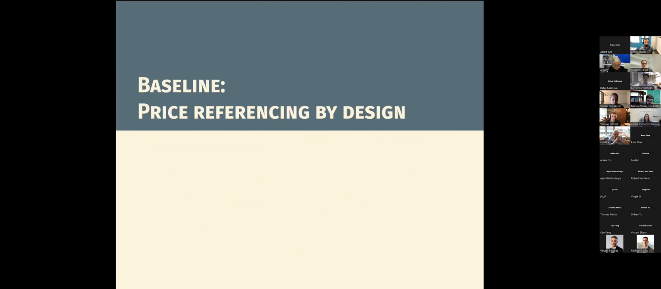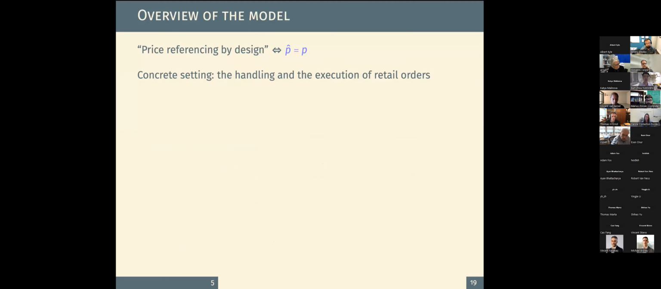Okay, so baseline. We call it the price referencing by design because we're going to fix the exogenous price referencing rule. We're going to have the exogenous P hat equal to P. Okay, and the concrete setting we have in mind is the handling of the retail orders, as I motivated at the beginning. So sketch of the model, we have two kinds of players. We have a continuum of small investors, retail investors, for example, and we have N large market makers, 1 all the way to N. Okay?